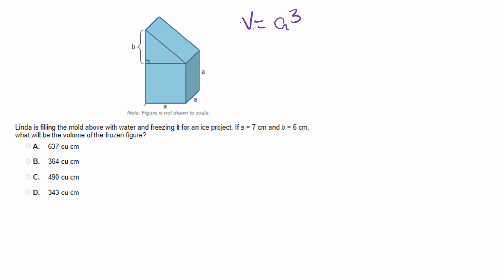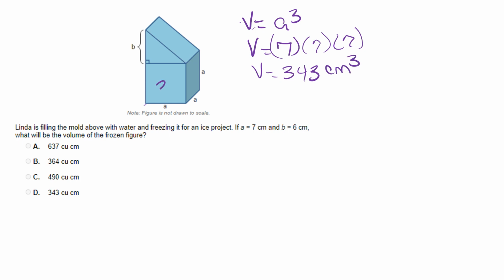It's the same as A cubed, or 7 times 7 times 7. Okay, and that is 343. That is, of course, centimeters cubed. Now we're going to look at the volume of the top. The volume is equal to one half times base times height, and then times the height of the figure.